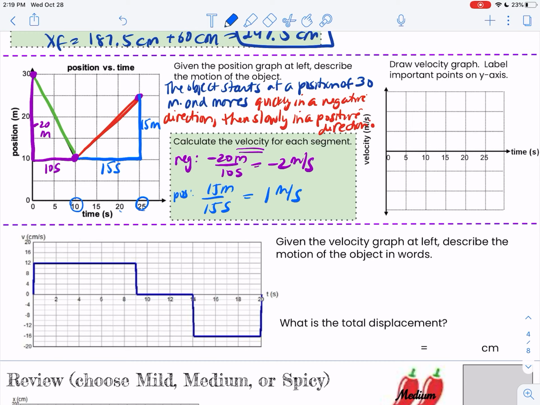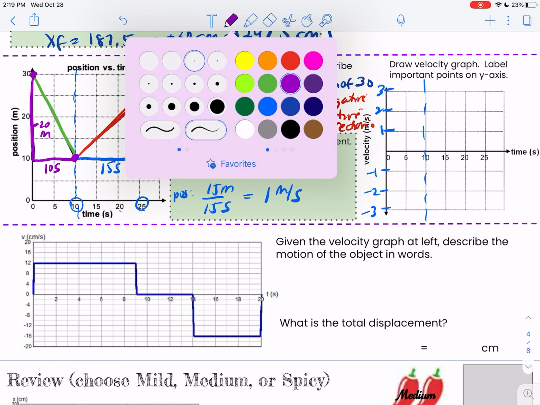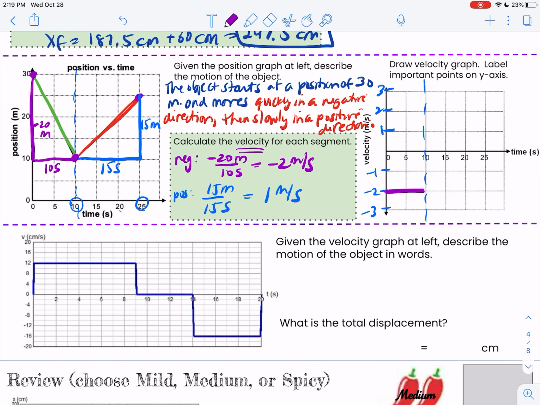Okay. All right, now if I want to put that onto my velocity graph, I only have 1 and 2, so that's really convenient. So let's just label this 1, 2, 3, negative 1, negative 2, negative 3. And then the breaking point happens at 10 seconds. So I know that's where I'm going to shift to my new velocity. So the first one is going to be a velocity of negative 2, up until that breaking point. And then after that, till 25 seconds, it's going to be at positive 1, like that. Okay, so that's what my velocity graph would look like.